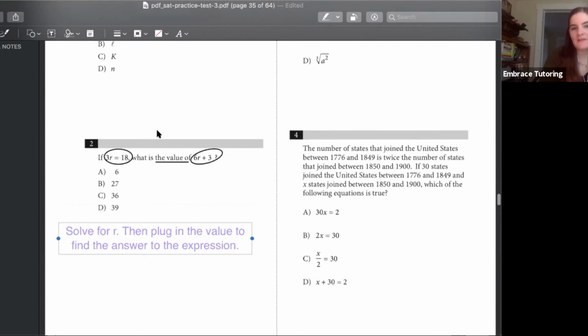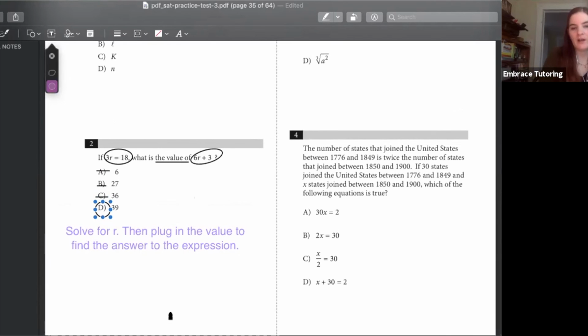So this might be some way that I would annotate this. I would cross off these answer choices, maybe with a diagonal slash, and I would circle my answer choice. Okay, so that would be something that I would do to solve this particular problem.